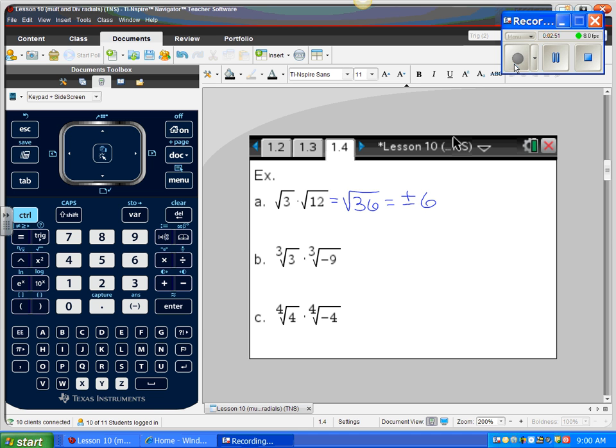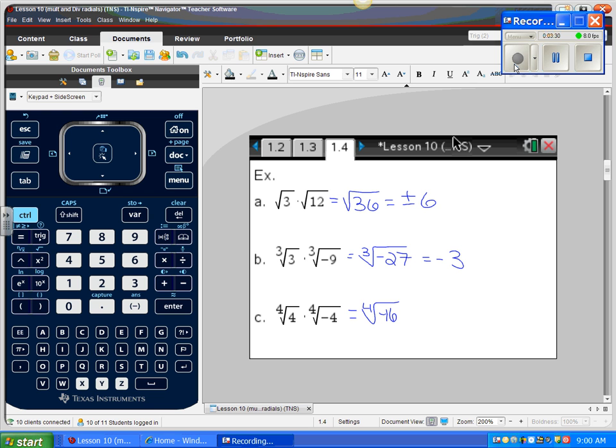It's plus and minus because the index is even. It's always plus and minus when it's even. Is it plus and minus when it's odd? No. Okay, so cube root of 3 times cube root of 9. Cube root of negative 27. Index is odd, so it's not plus and minus. So what number do I multiply by itself 3 times to get negative 27? Negative 3. Okay, negative 3 times negative 3 is a positive 9. Positive 9 times a negative 3 is a negative 27. We get it? Okay, 4th root of 4 times the 4th root of negative 4.